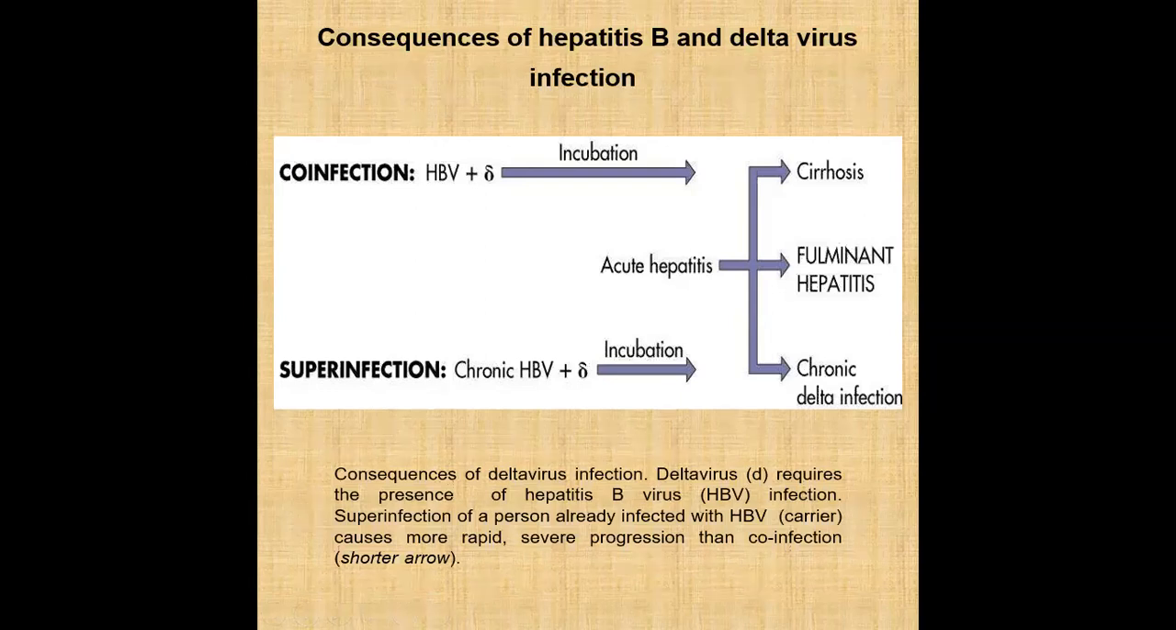It requires the presence of hepatitis B. Whenever hepatitis D virus wants to enter inside the cell, it requires hepatitis B virus, or infection of hepatitis B is already present. In case of superinfection, the person is already infected by hepatitis B, where the carriers are present. It causes more rapid, severe progress than co-infection in a short duration of time. Means within a short period of time, if the patient has already suffered from hepatitis B, ready-made material is available for the hepatitis delta virus, so that it enters and progresses fast.